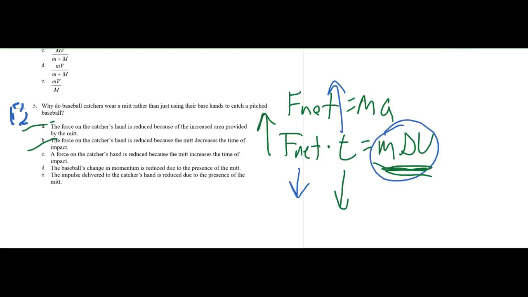Last one, E, the impulse delivered to the catcher's hand is reduced due to the presence of the mitt. Well, this is also equal to change in momentum, which is the same as the impulse. So that should not change. Therefore, our answer has to be C.